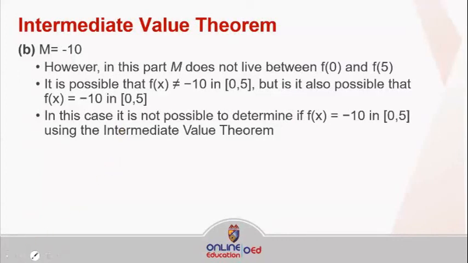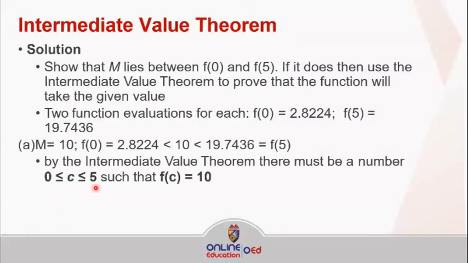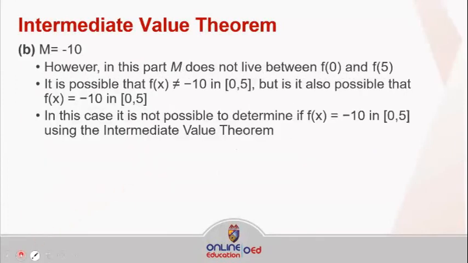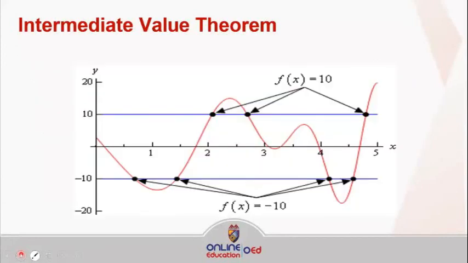Kasi nga, babalikan natin yung kanina, ang range natin is from 2.8224 to 19.7436. So, ito lang din yung sa graph. Pinapakita lang dito yung graph where we have the f of x equals 10 and the graph for the f of x equals negative 10. So, ito yung mga points niya.